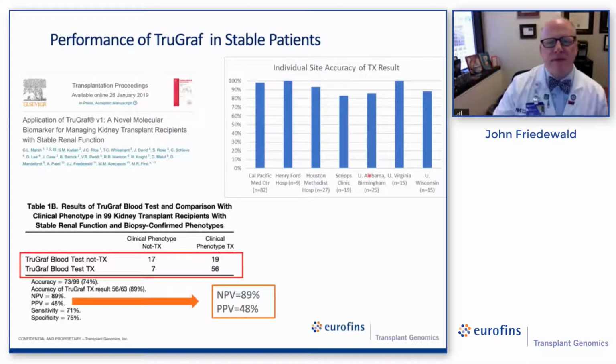The TruGraf test has been validated in external cohorts. This is a publication from Chris Marsh and colleagues looking at 7 US transplant centers who use the TruGraf test in the setting of patients that are stable and being biopsied. The accuracy of the result of a TX or a normal result was very accurate across the different centers. And you can see the performance was the same as in the CTOT-8 trial, a high negative predictive value of about 89% and a positive predictive value of 48%. So again, the TruGraf test is very good at ruling out subclinical rejection and knowing that a patient doesn't need a surveillance biopsy, that you can do without it and know they're stable.